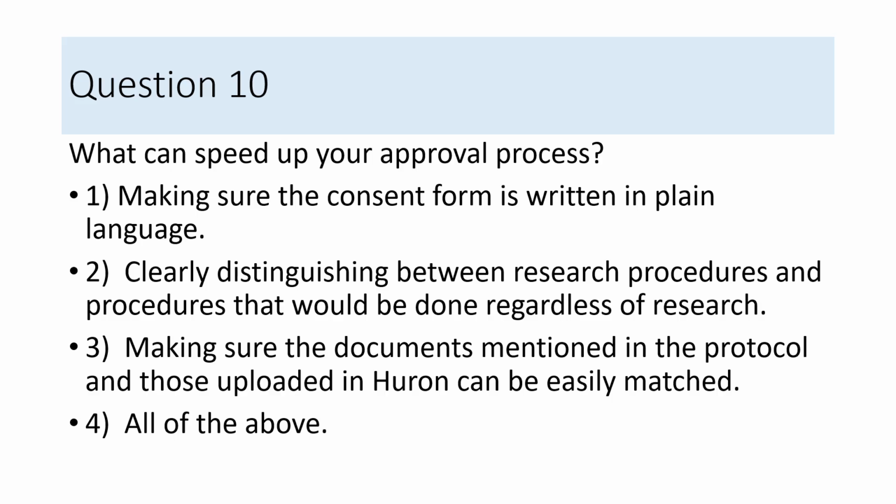Another question. What can speed up your approval process? Choice 1, making sure the consent form is written in plain language. Choice 2, clearly distinguishing between research procedures and procedures that would be done regardless of the research. Choice 3, making sure the documents mentioned in the protocol and those uploaded in Huron can be easily matched. And choice 4, all of the above. The correct answer is 4, all of the above.